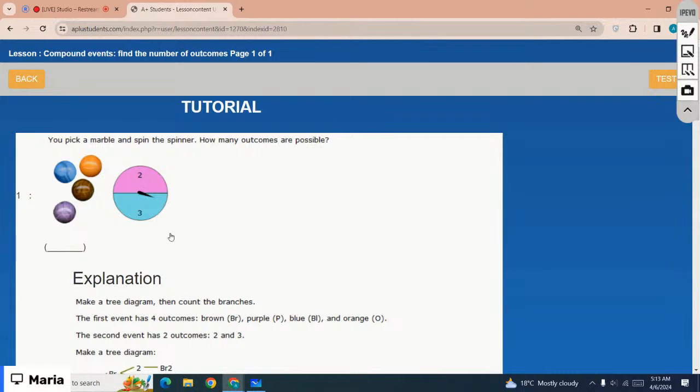So for the spinner, you have two outcomes, and for the marbles, you have four outcomes. You need to calculate the total outcomes. So you have to do 2 times 4, right? 2 times 4 is 8. So you have a total of 8. Whenever you have to calculate the total outcomes of compound events, you simply have to multiply their outcomes for each event, right? So 2 times 4 is 8. The correct option is 8. Got it?